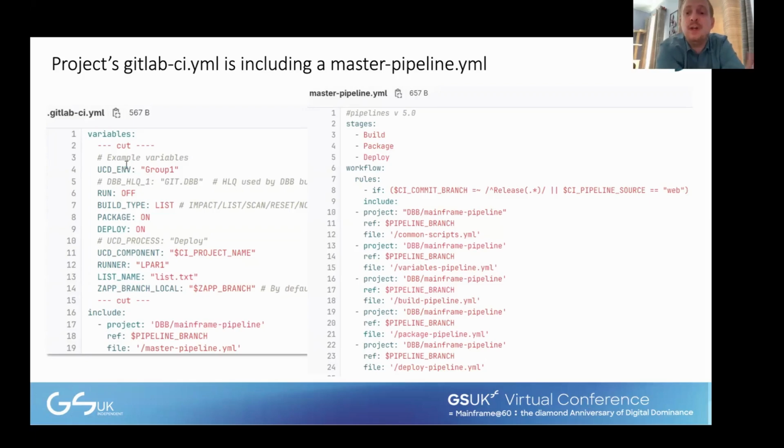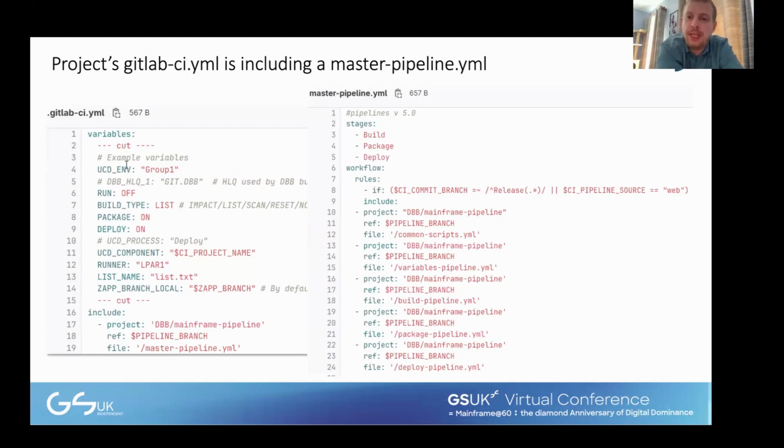Of course, not all projects are the same, right? For example, we might want to deploy one project into one LPAR and some other project into a different LPAR. We might want to use different settings, right? So we need a way to tailor the pipeline for each project. This is what variables are for, right?